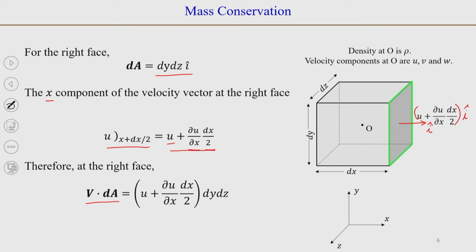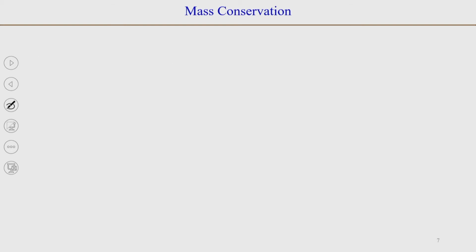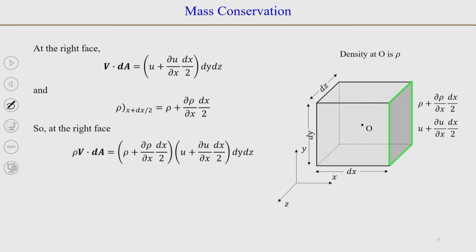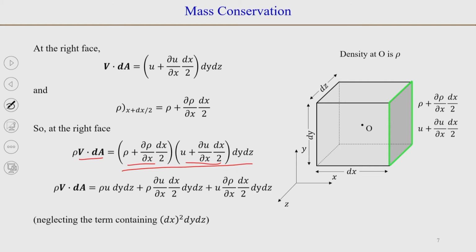So, you will have (u plus del u by del x dx by 2) into dy dz. Now we can multiply density to it. When you combine the density and v dot dA, this is what you have. Now, there are two terms in the first bracket and two terms in the second bracket. So, let us multiply and simplify it. If you multiply rho with the first term, you will get rho u, multiplied by dy dz. So, this is your first term.